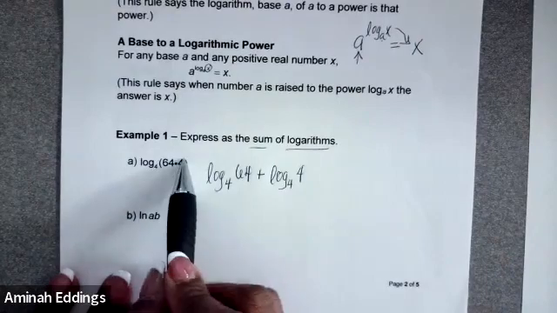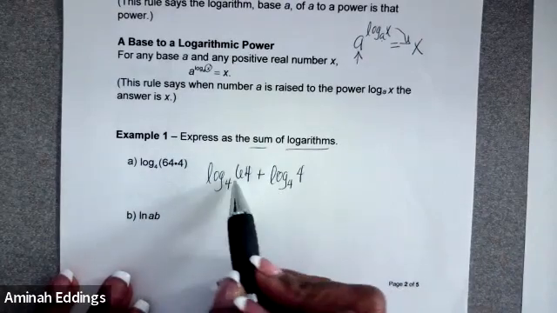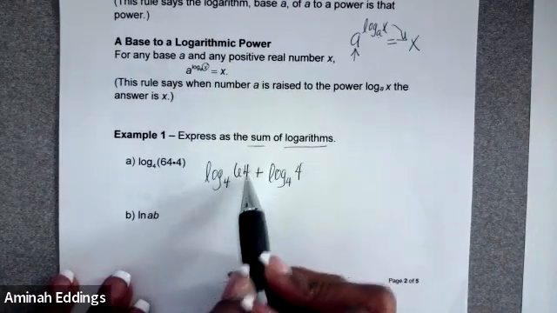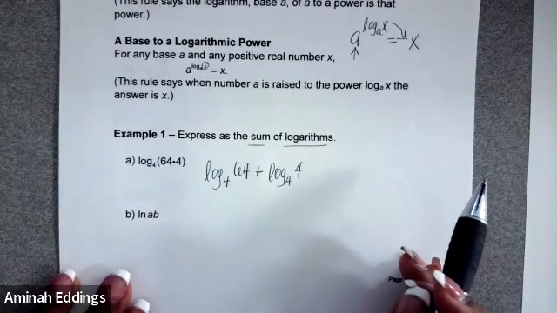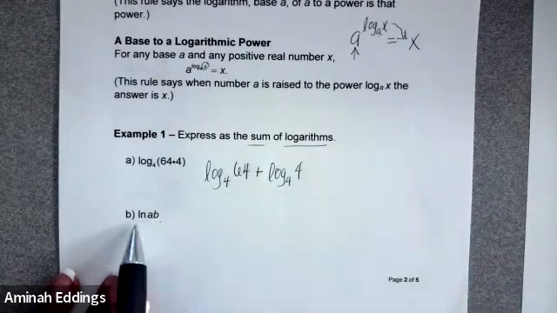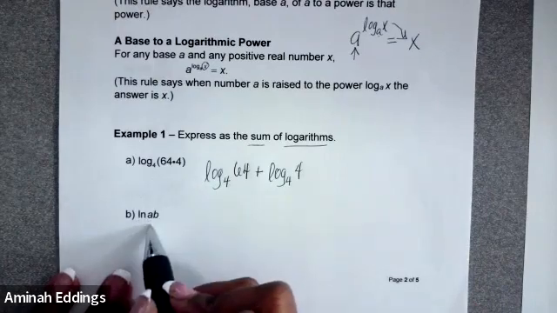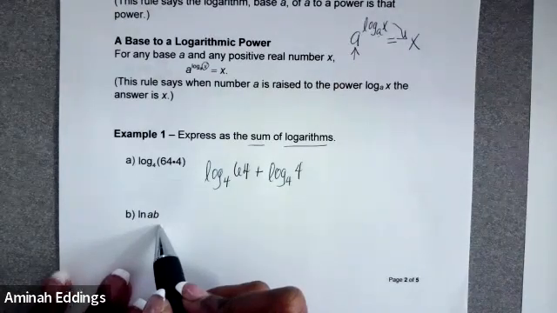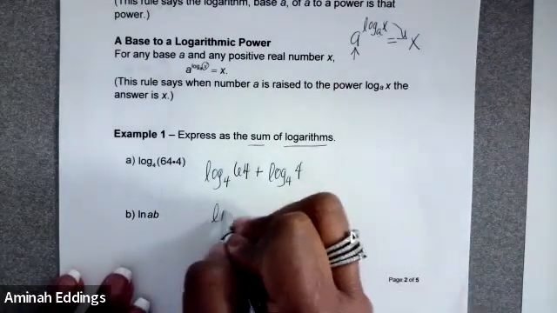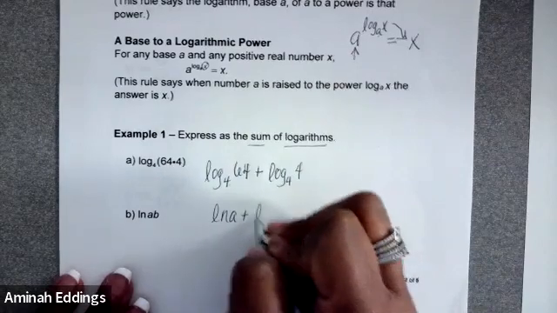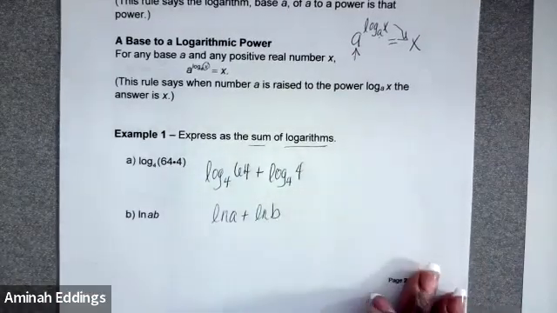Again, we saw multiplication, so that means we can expand it out with addition, and each thing gets its own log. So for B, the natural log of AB, again, we have a log, and then A and B are being multiplied. So we can expand that out into the natural log of A plus the natural log of B. Questions there? We okay?